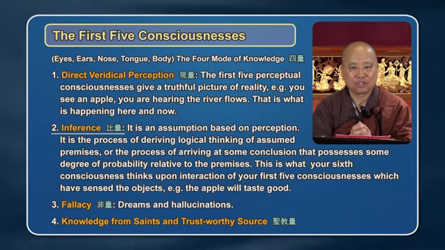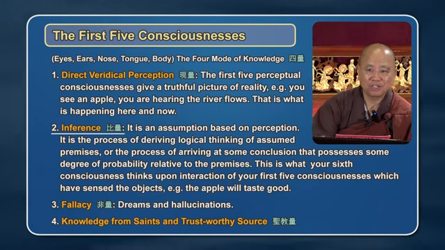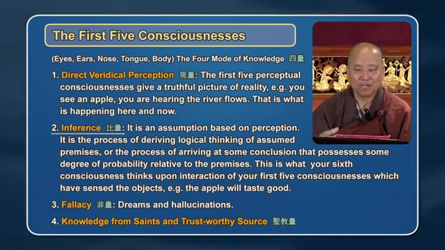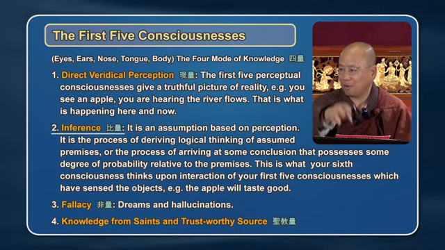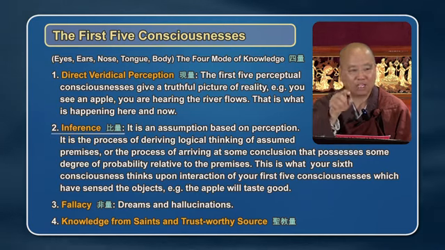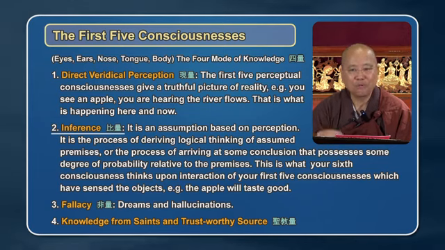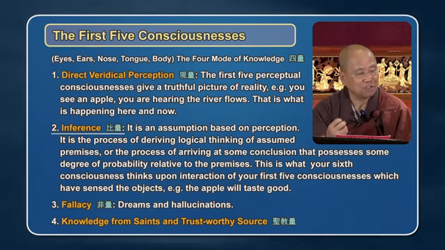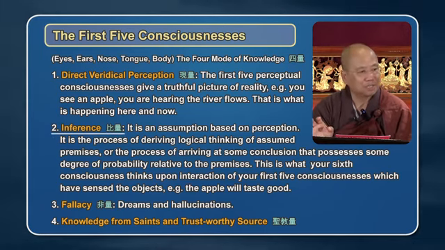That is what your consciousness thinks upon interaction of your first 5 consciousnesses, which have sensed the objects. For example, you see an apple, and you say, oh, the way I evaluate that apple is a red apple, it's from California, or it's from whatever. That's a sweet apple. But you haven't tasted it yet. You just infer by viewing it, smelling it, touching it, that it's a sweet apple. So that is inference. You believe something by inference, not necessarily believing in something by touching it, seeing it. It's an inference.